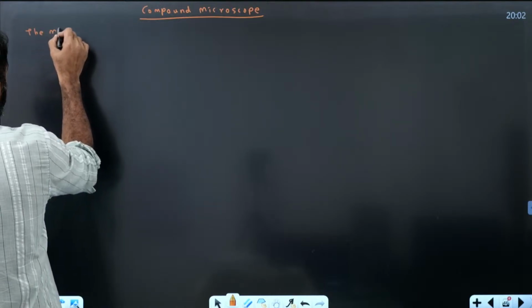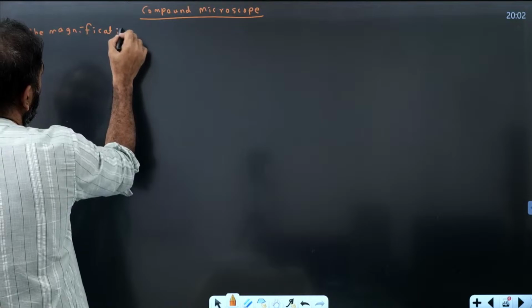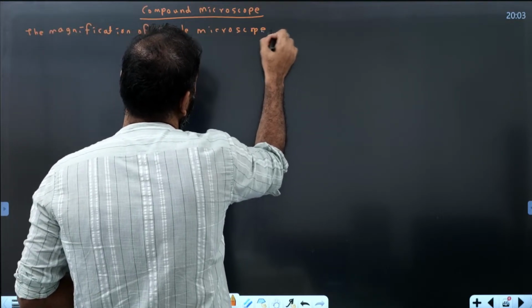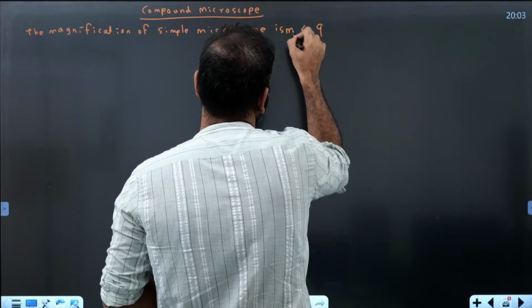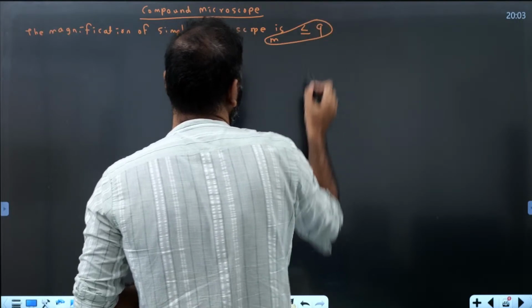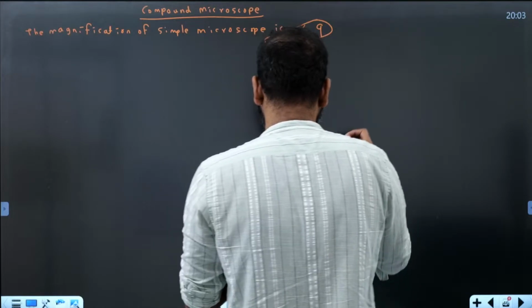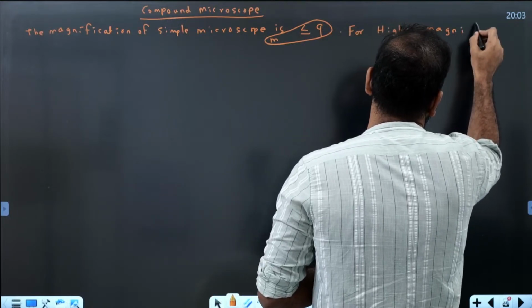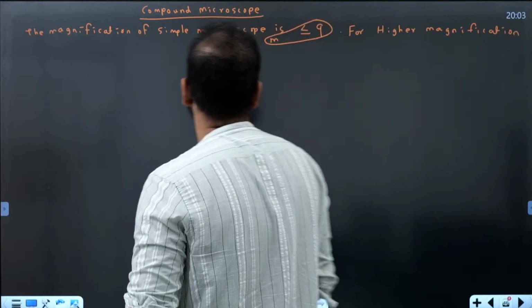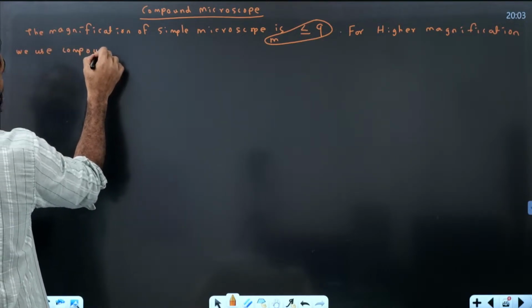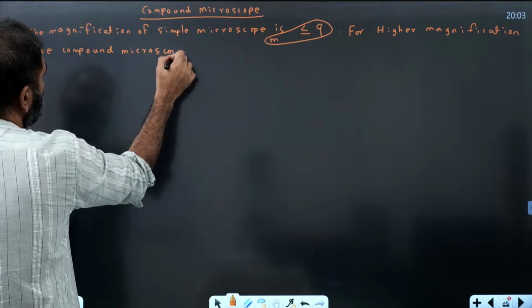What is a compound microscope? The magnification of a simple microscope is less than 9. Magnification of a simple microscope M is what? Less than or equal to 9. For higher magnification, we use a compound microscope. We use what? Compound microscope. For higher magnification, we use what?